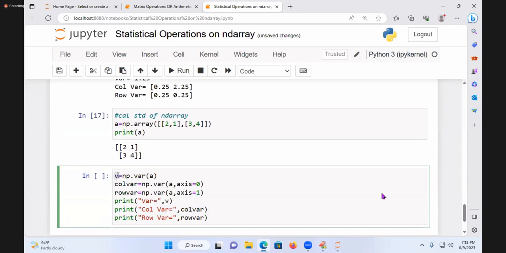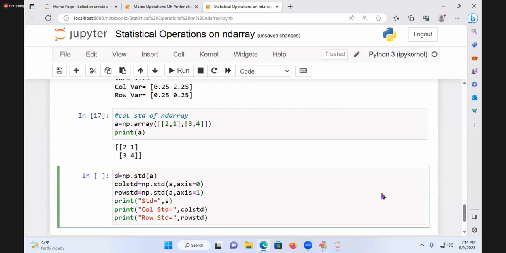So here S is equal to STD of A, column STD, and STD of row, row STD. Here I am writing variance is equal to V. Column is called STD here. Column standard deviation is equal to column standard deviation and row standard deviation.